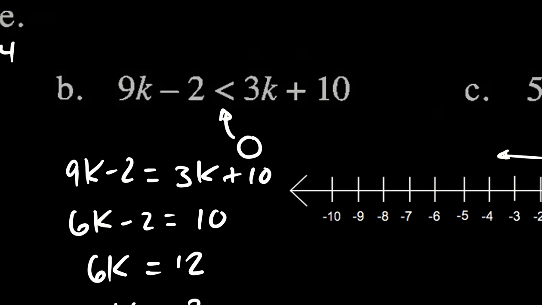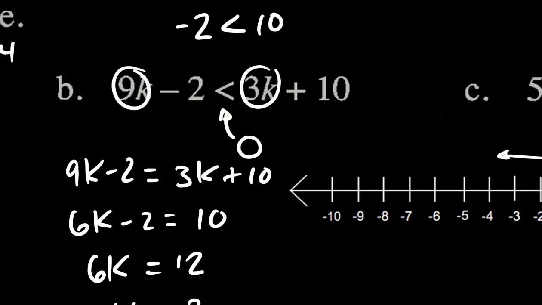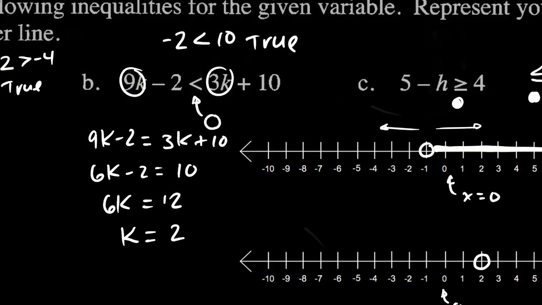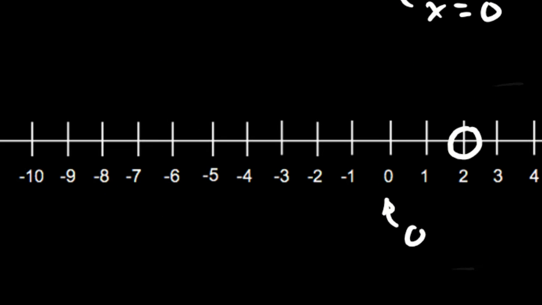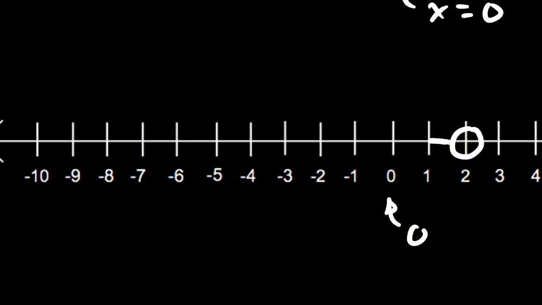When I put 0 in for k, 9k and here, those both become 0. So this becomes negative 2 is less than 10, which is true. So that means the side with the 0 is going to be shaded in. So I'm going to be shading below this time. Everything to the left of my boundary is a solution, but not my boundary itself. Even values like negative 0.5, 0.5, or 1.5, all of those will work. Anything just to the left of it.